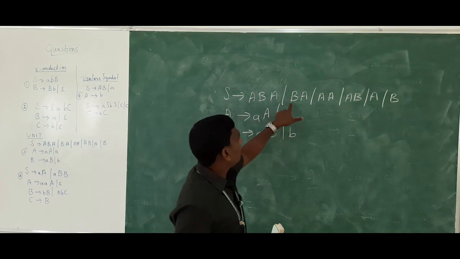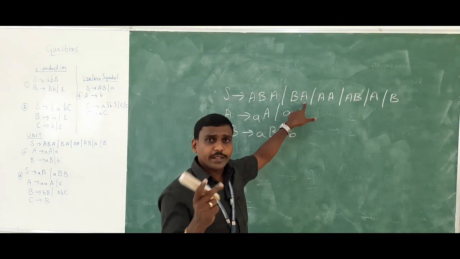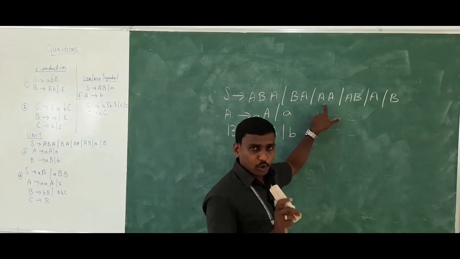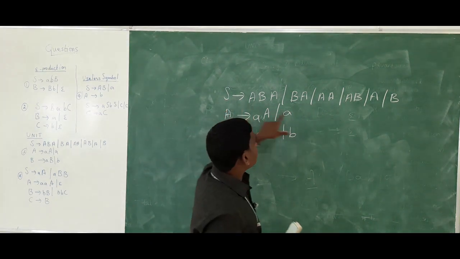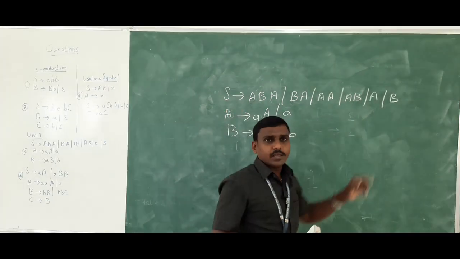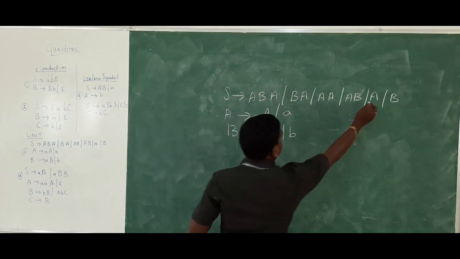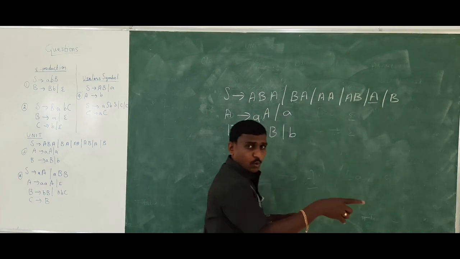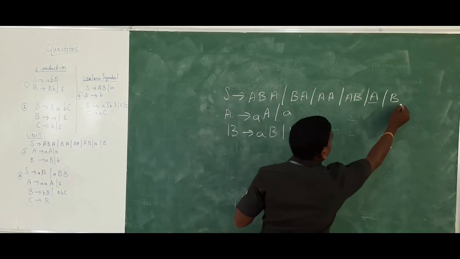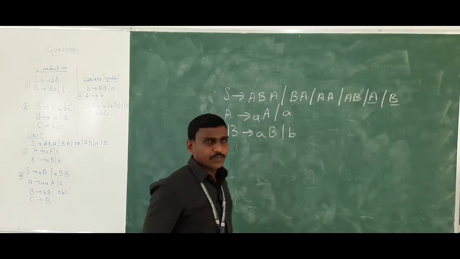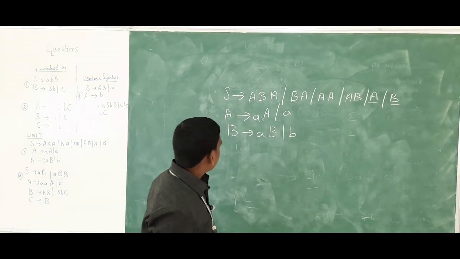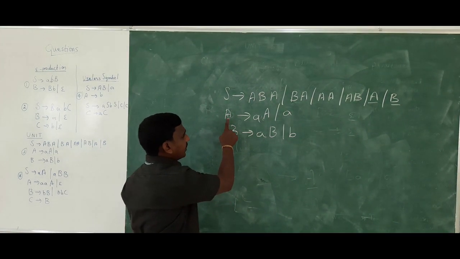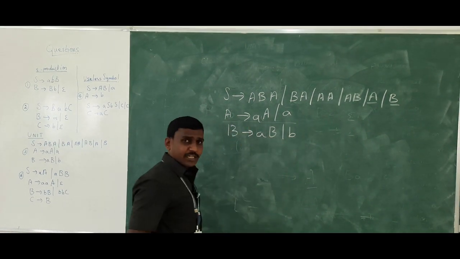But another S tends to BA. One variable tends to two variables, no unit production. Two variables, no unit production. One variable tends to two variables, no unit production. But here S tends to A, S tends to B. Okay, S tends to A. So here I have a unit production. One variable tends to one variable and one variable tends to another one variable. So I have unit productions. So I want to eliminate these two. Clear? Very simple. See whether we have unit productions in this grammar.